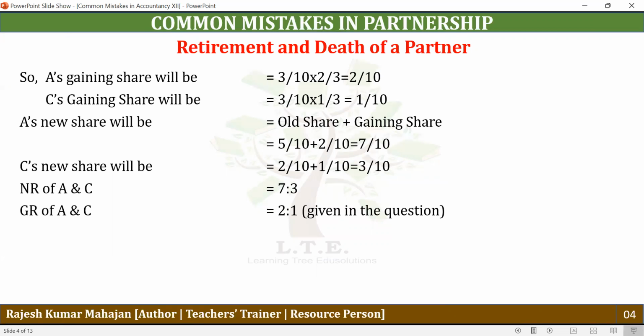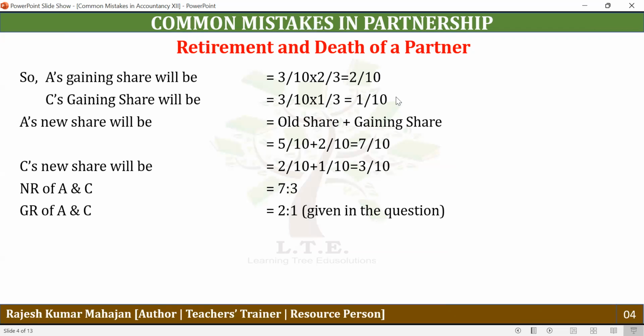Sometimes I have observed that after finding the new ratio, students then find out the gaining ratio. In order to find the gaining ratio, what they do is deduct old share from the new share. So new shares are 7/10 and 3/10. If we deduct the old share of A from the new share of A, 7/10 minus 5/10, it will be 2/10. And in case of C, C's old share was 2/10, so 3/10 minus 2/10 will be 1/10.